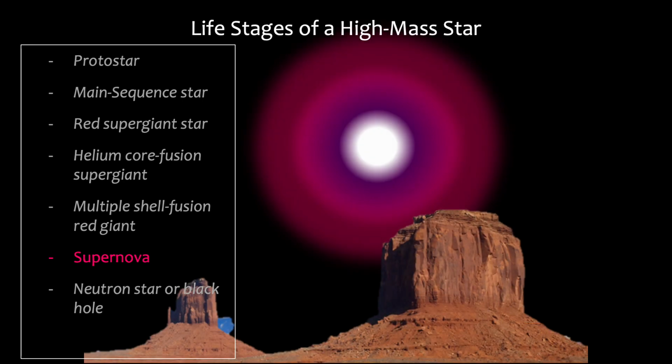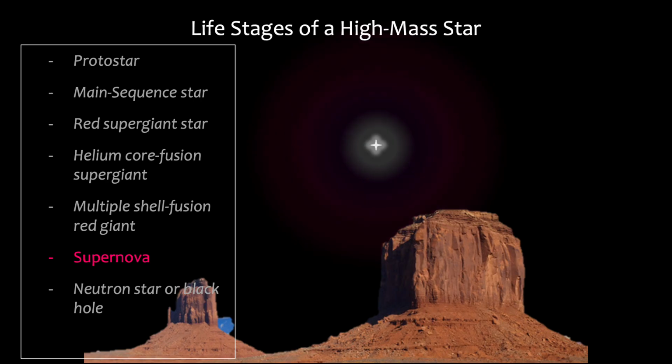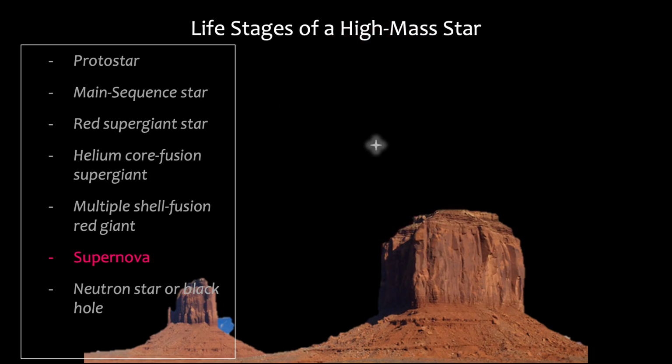For about a week, a supernova will shine as brightly as 10 billion suns. The ejected gas slowly cools and fades in brightness over the next several months, continuing to expand outward until it eventually mixes with other gases in interstellar space.